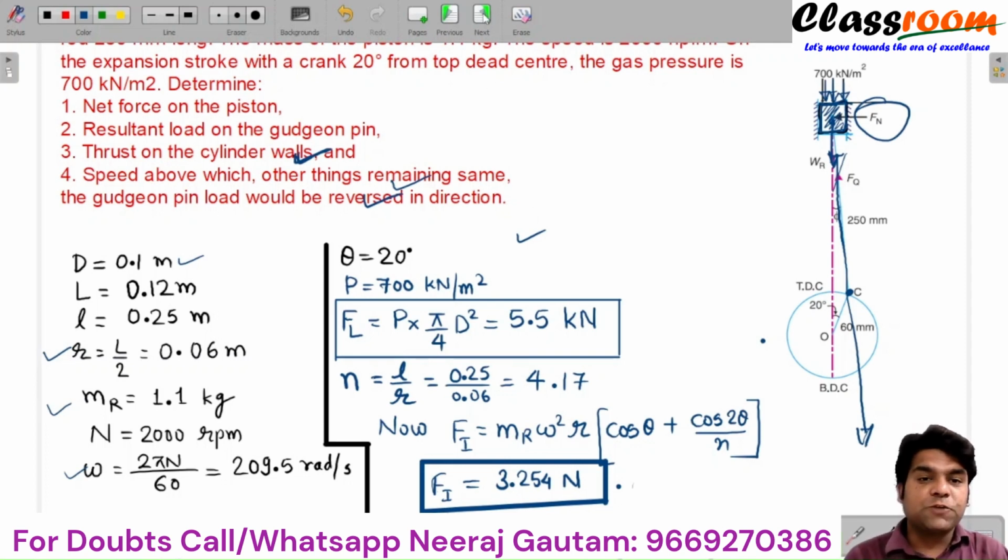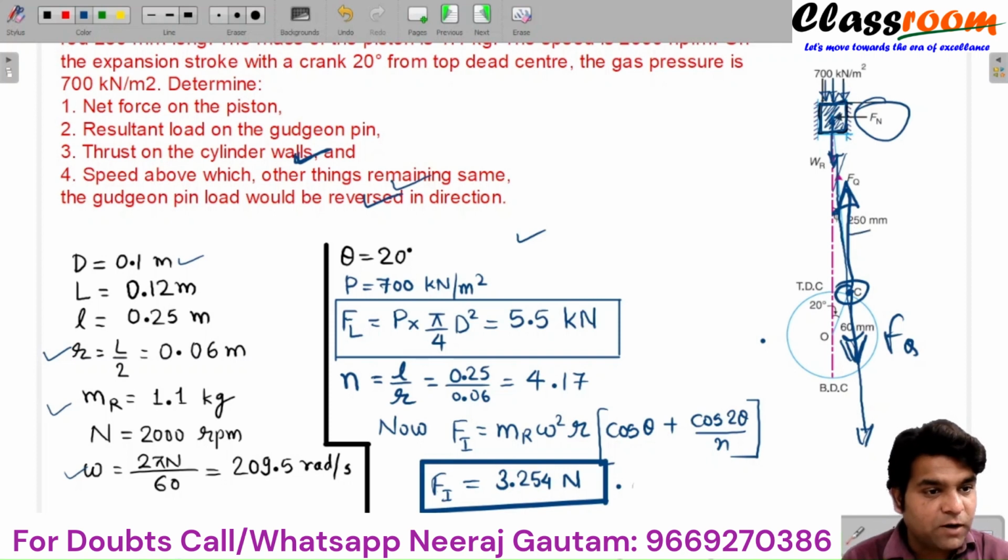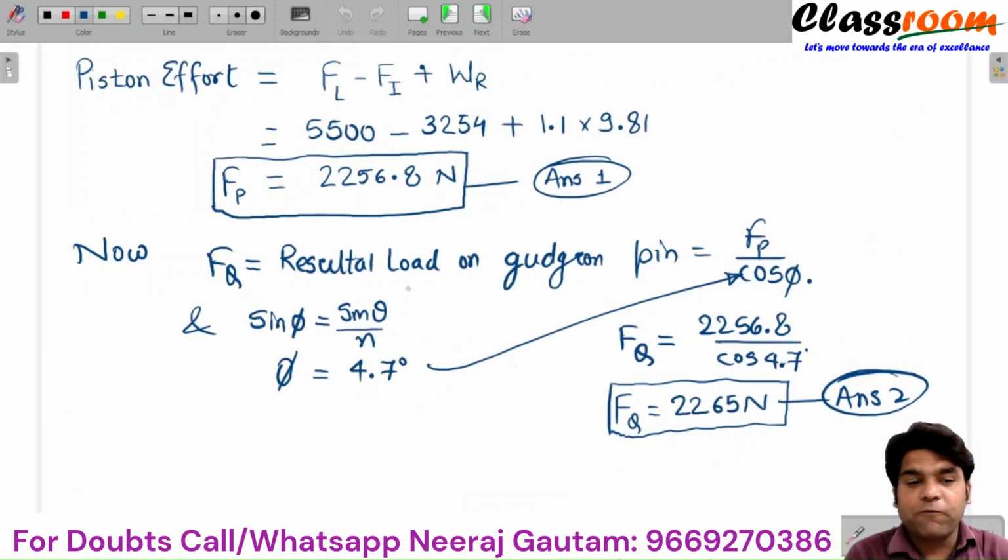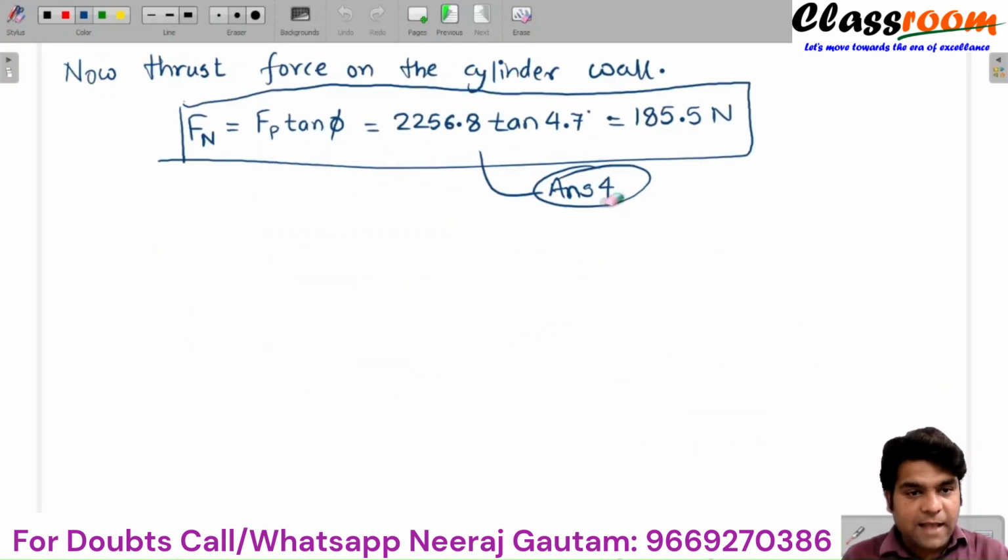Okay, so we have to determine the speed of the engine at or above which the gudgeon pin force will reverse in direction. That means if the gudgeon pin force acting here in the downward direction as Fq suddenly changes its direction, it will act in the upward direction. Definitely its sign will become negative. If I take this Fq as positive, then the sign of Fq becomes negative if all the forces are reversed. So this is the answer 3.